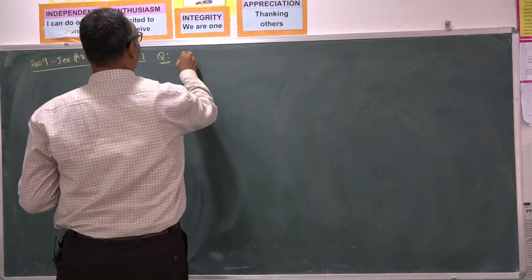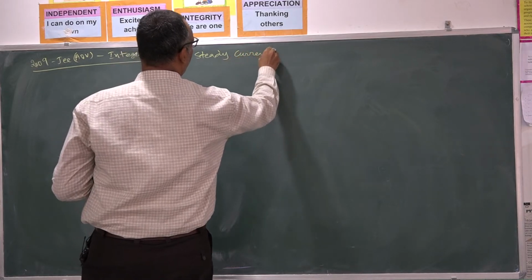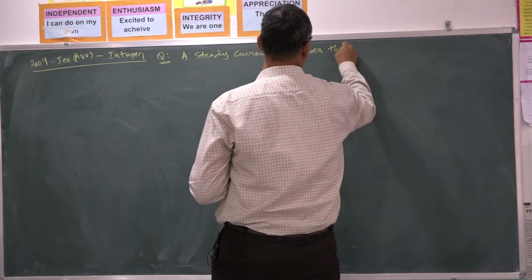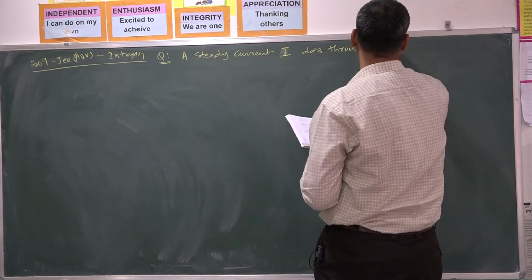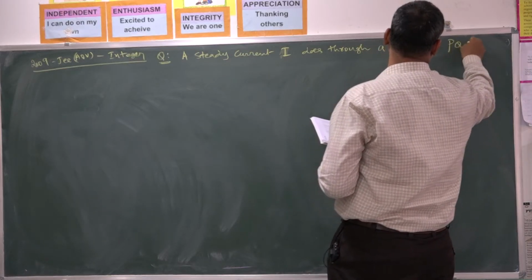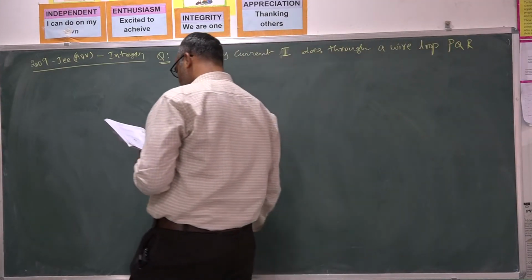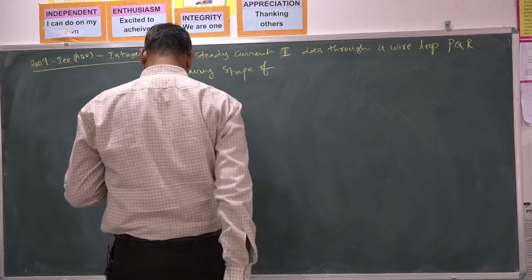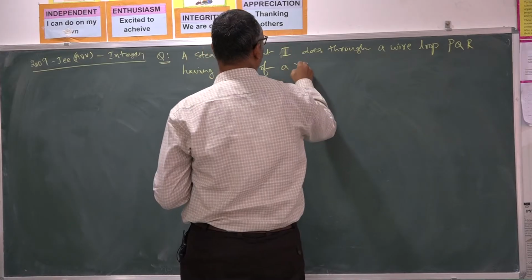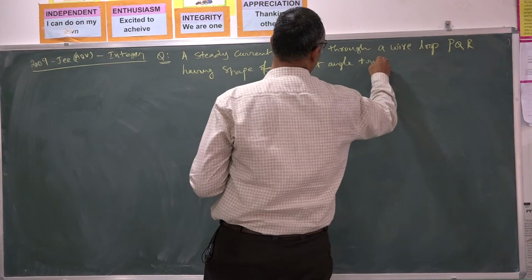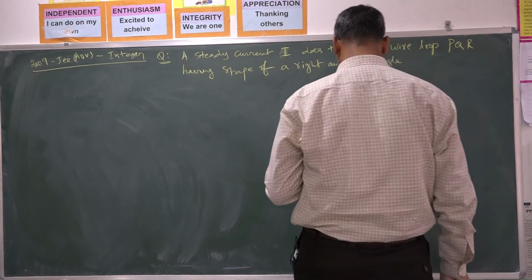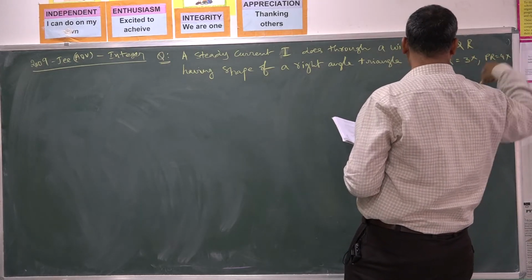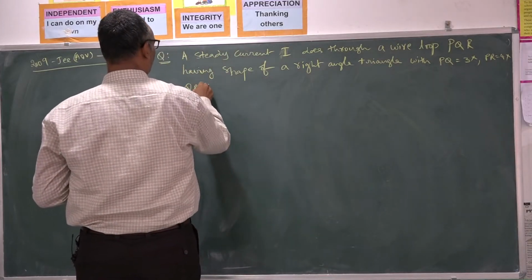A steady current I, otherwise you write capital I, goes through a wire loop PQR, having shape of a right angle triangle with PQ is equal to 3x, PR is equal to 4x, QR is equal to 5x.